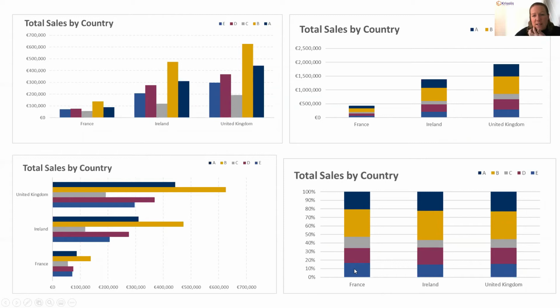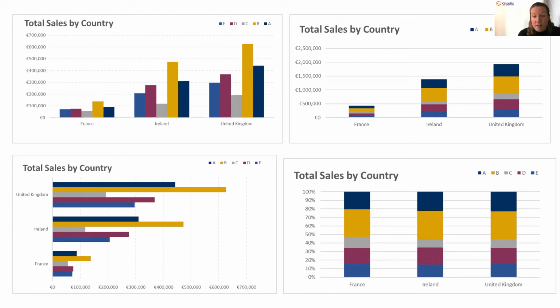Now, as it happens, if you're looking at this, there's basically an even proportion. So you sell equally to each of your segments across your 3 different geographic areas. So there's no difference here. It might be interesting if there was a difference, because you would just see different sizes in these charts.